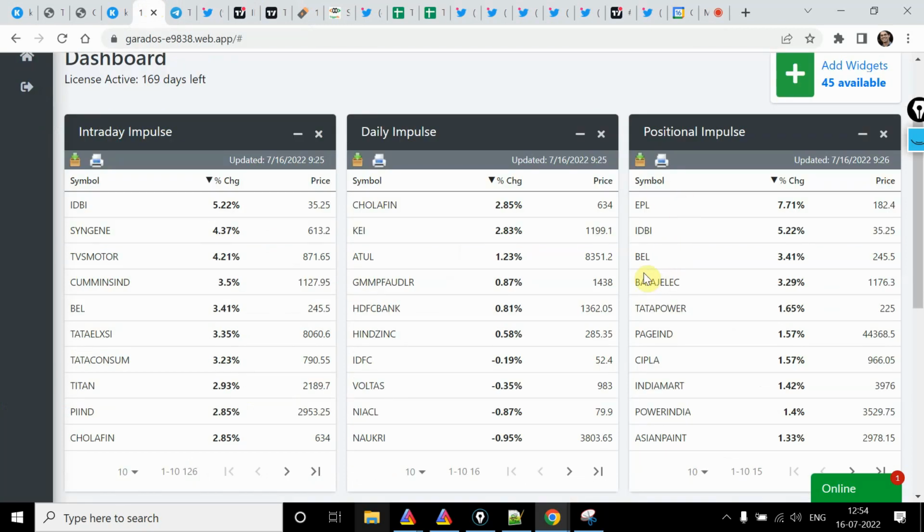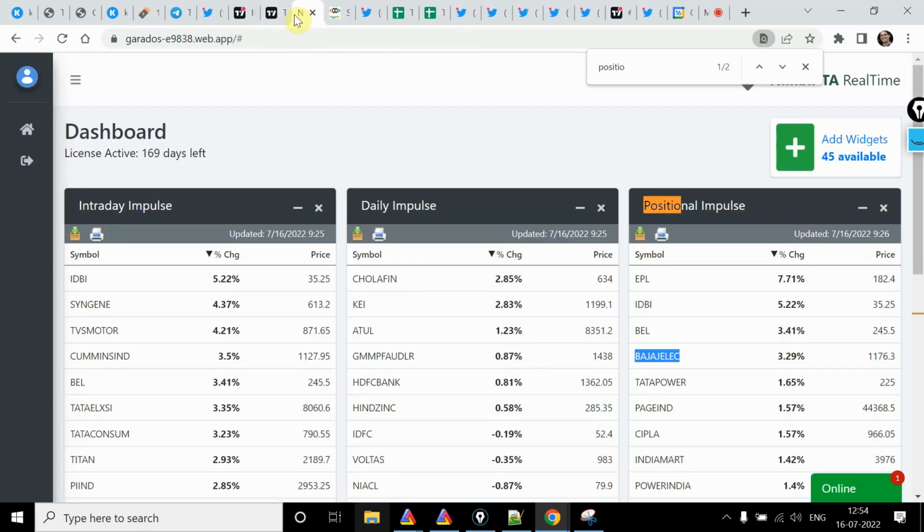How Bajaj Electric was doing, now if we check, it is 1176. That time it was 1080 or something like that, on 12th. Yesterday, on 15th, it moved up. So that is how you select and identify stocks. This is positional impulse, that is on a higher time frame.